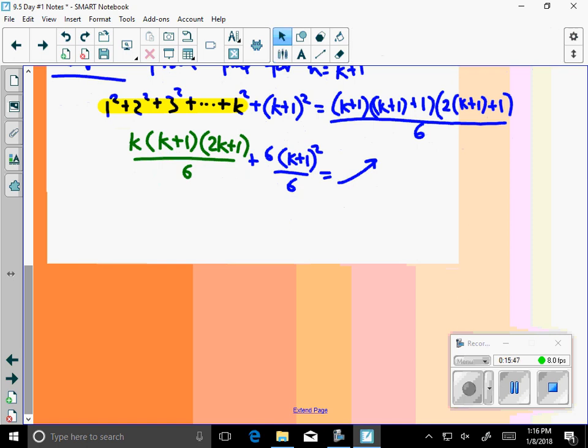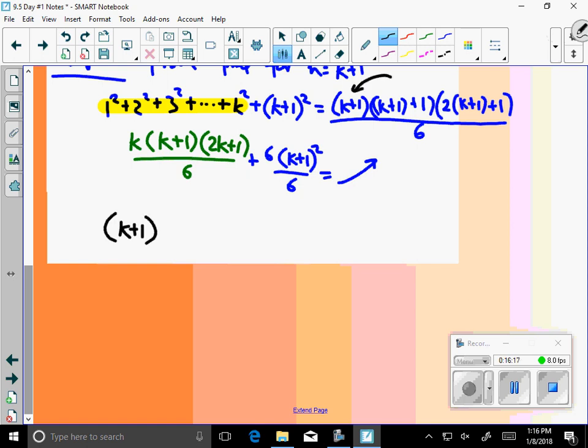But what did we do in the last problem? We took a common factor out, right? Do you see a common factor in this one? Well, it's divided by 6, right? Well, what else in the numerator? I see a k plus 1 once in the first term, and then I see it twice in the second term, right? I see a k plus 1 squared right there. So I'm going to take a k plus 1 out.